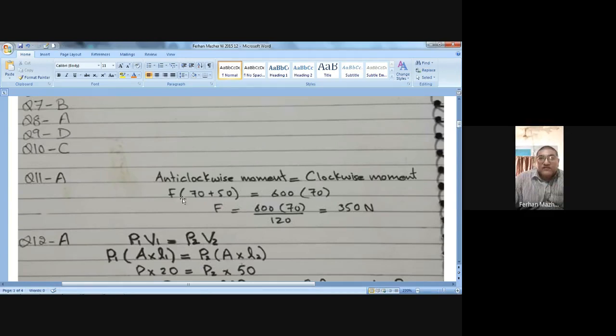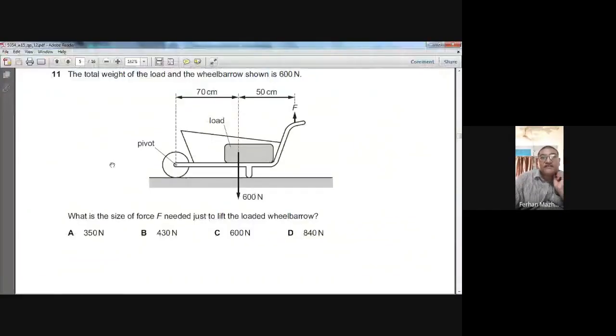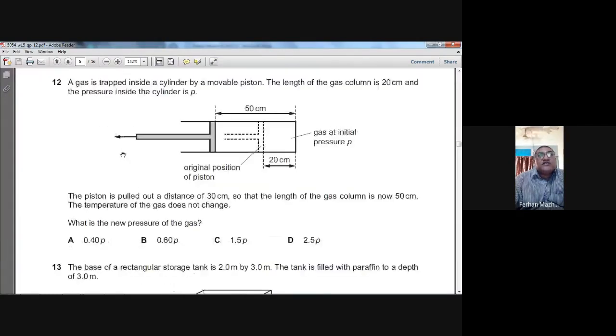F, which we want to find out, times 70 plus 50, because the moment arm is 120 centimeter. So take this 120 to the other side and make F alone. You get 350 Newton. I hope you understand this. It's a famous question. So 350, A. Question number 11, A is the choice. Okay, we are moving to the next question.